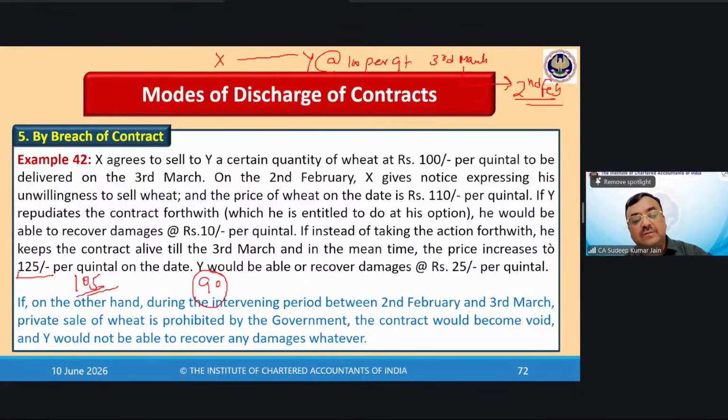Then why will he deny the delivery? He is getting the benefit, no? The market price is rupees 90. He will receive 100 rupees. So there would be no case for breach of contract.